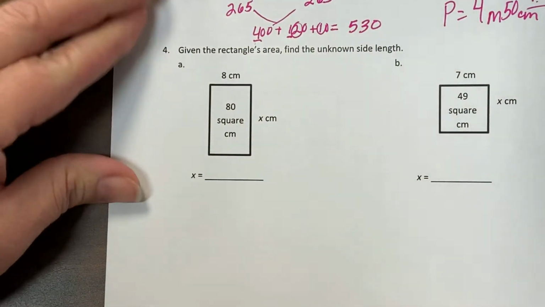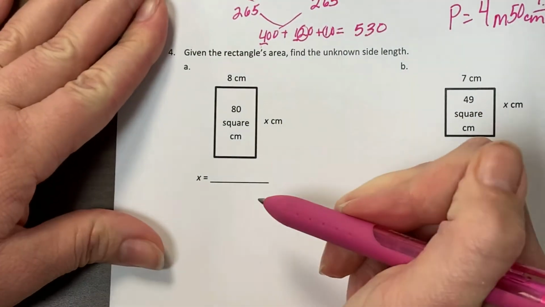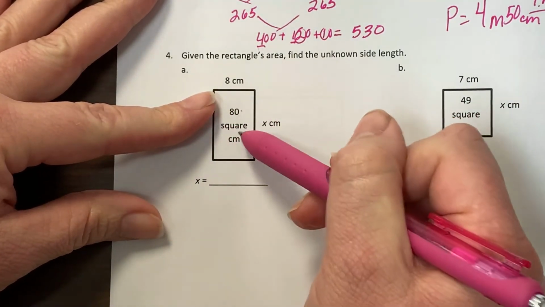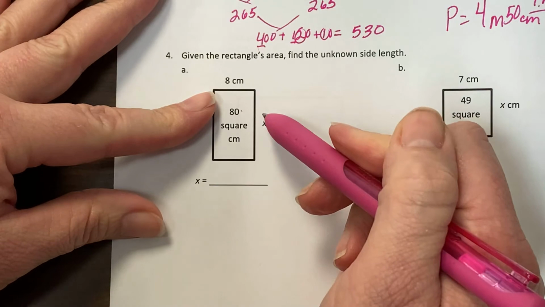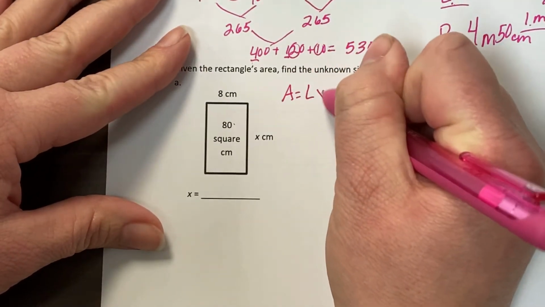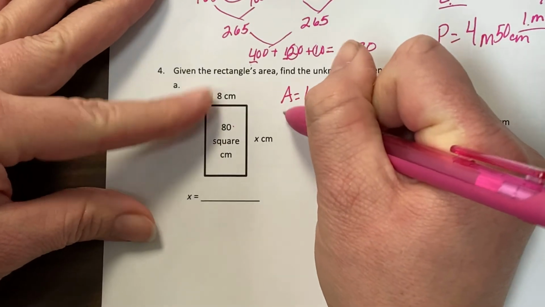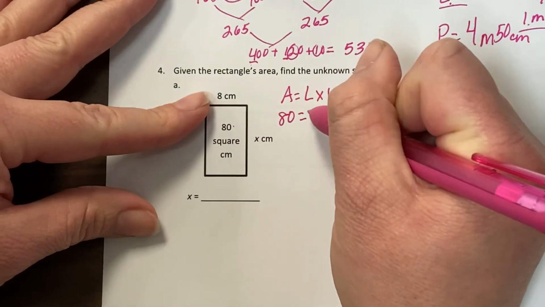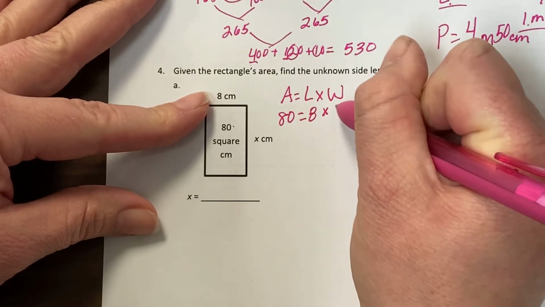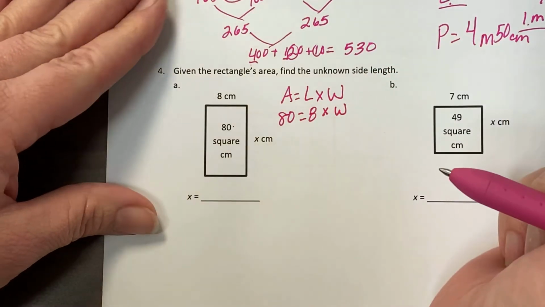I really hope you paused it. All right, so let's go over how we're going to do this. We have the inside. We know this is 80 square meters. Well, what I know is area equals length times width. I have my area, which is 80, and I have my length, which is 8. I just need to know what my W is, because I do not have it.